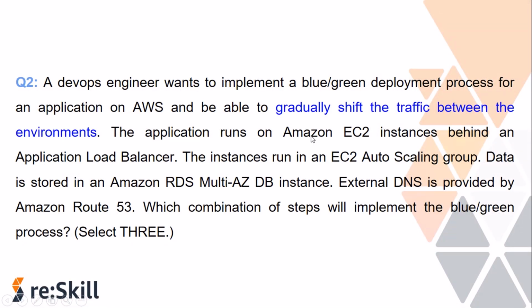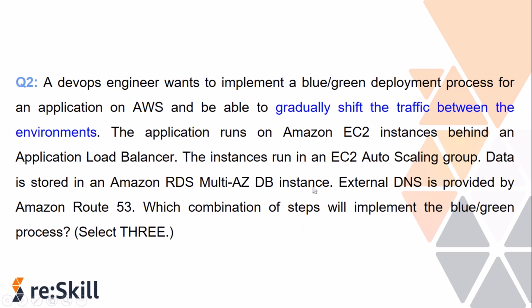Moving on to the next question we have here. A DevOps engineer wants to implement a blue-green deployment process for an application on AWS and be able to gradually shift the traffic between the environments. So have a look at the keyword, gradually shift the traffic between the environments. The application runs on Amazon EC2 instances behind an ALB. Instances run in an autoscaling group, and the data is stored in an RDS multi-AZ DB instance. External DNS is provided by Route 53. So we have got all of these resources that are being used. Now, which combination of steps will implement the blue-green process?